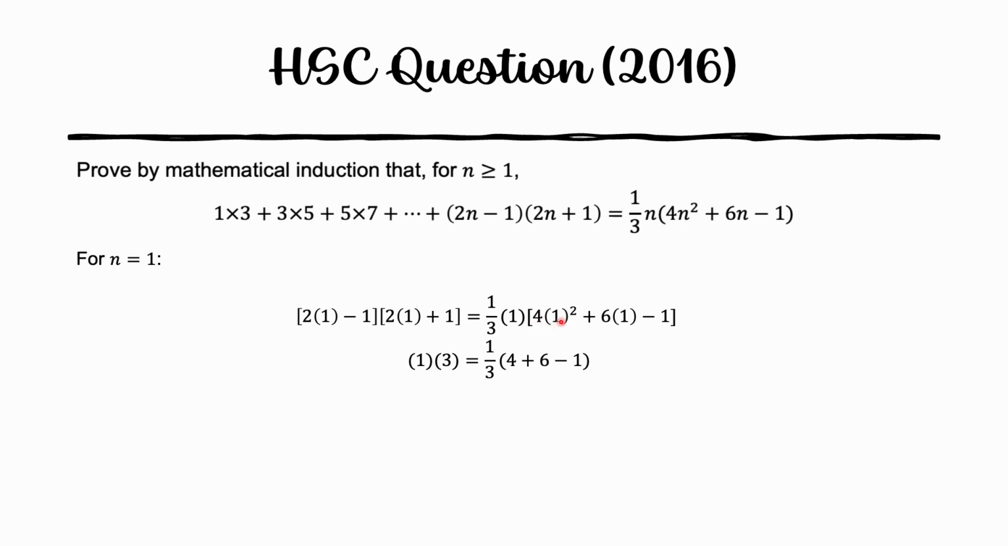So we've got 4 times 1 squared, which is 4 times 1, which is 4. And 6 times 1, which is 6. And minus 1, which is minus 1. So 1 times 3 gives us 3. And then we've got the 4 plus 6, which is 10. Minus 1 gives us 9. So 9 over 3 total, or 1/3 times 9. Dividing that by 3, we've got 3 equals 3. Pretty simple. It works for n equals 1.